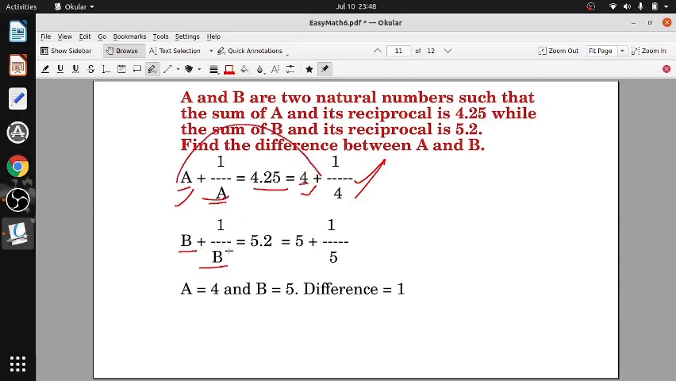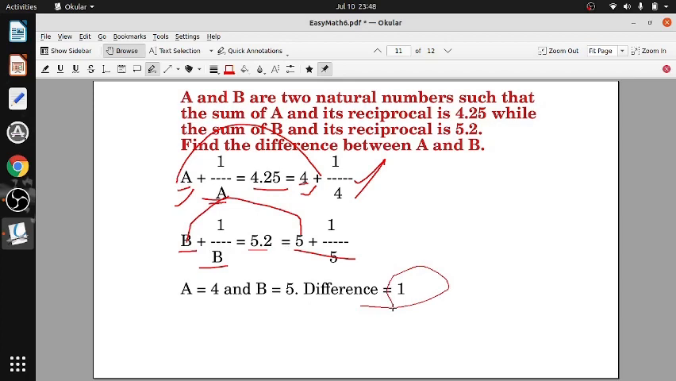Similarly, B plus 1 by B is 5.2. That means 5 2 by 10. That means 5 1 by 5. 5 1 by 5 means 5 plus 1 by 5. So again you got B equal to 5 and 1 by B is 1 by 5. So A is 4 and B is 5. So the difference is 1.